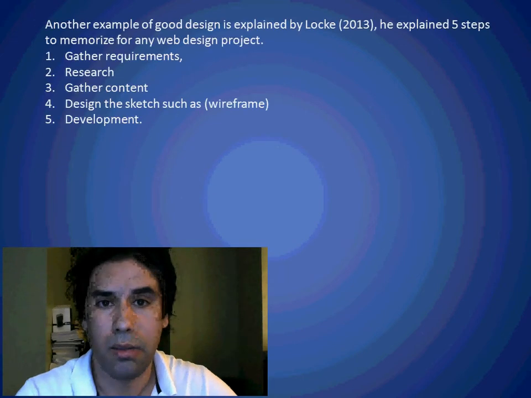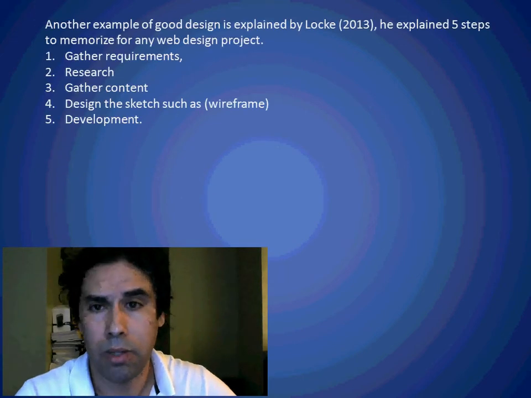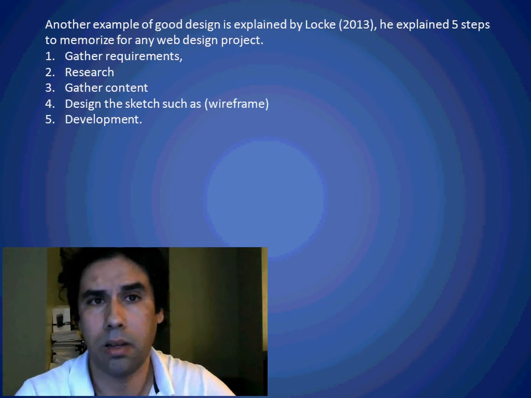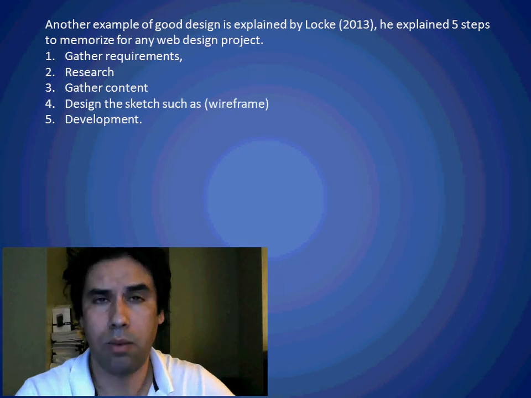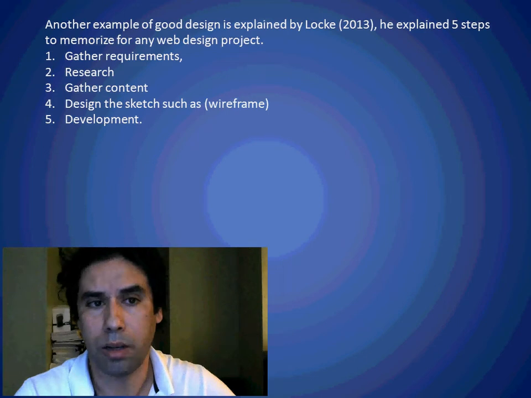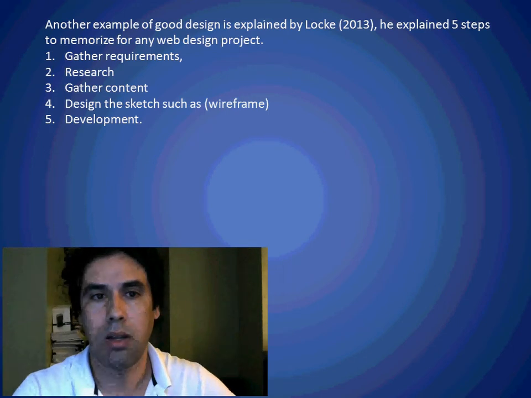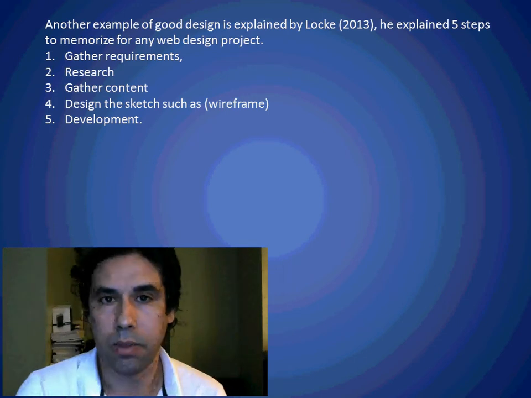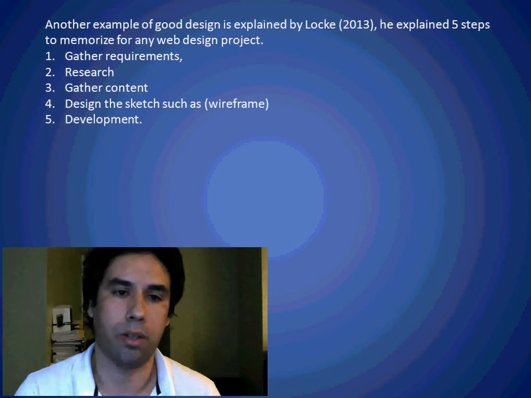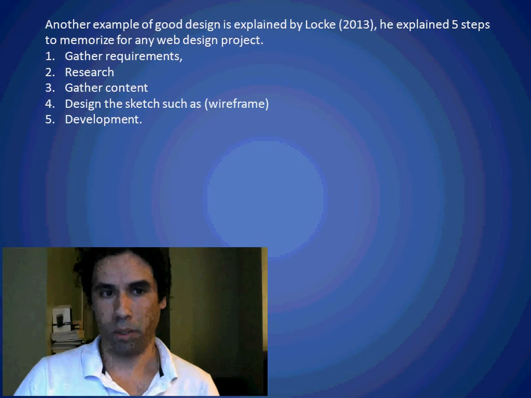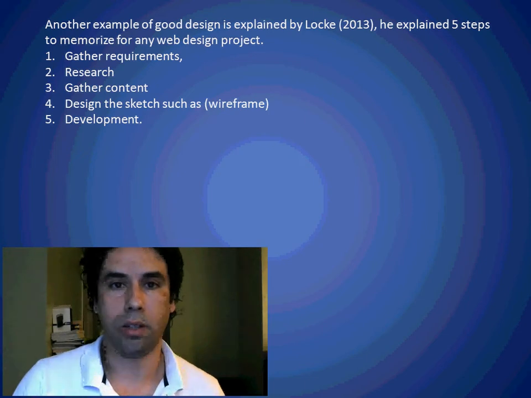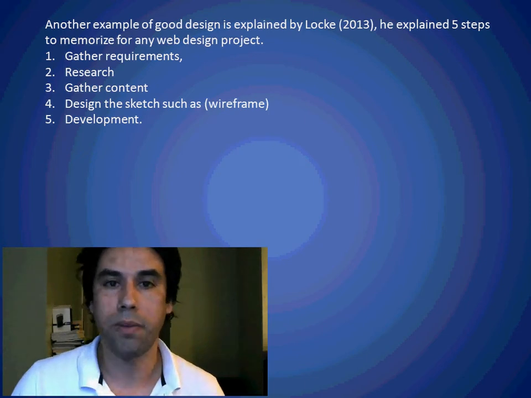Another example is the testimonial of an expert on YouTube. His name is Locke. He explained in his web design process that any web designer needs to memorize five golden steps. The steps are: first, gather information, all requirements. Second, research. Third, gather content. Fourth, design the sketch, like a wireframe. And fifth, development.